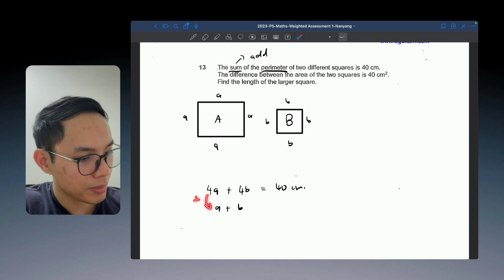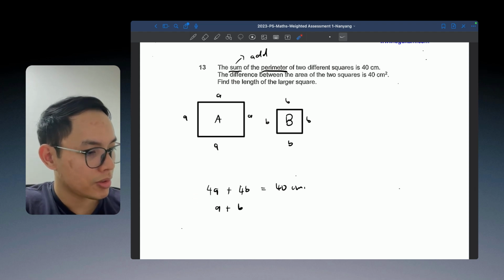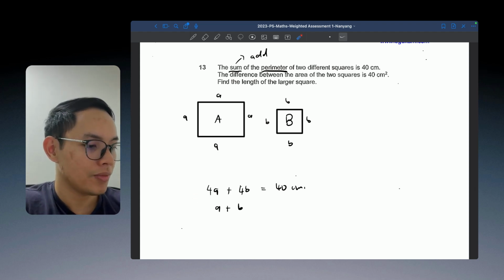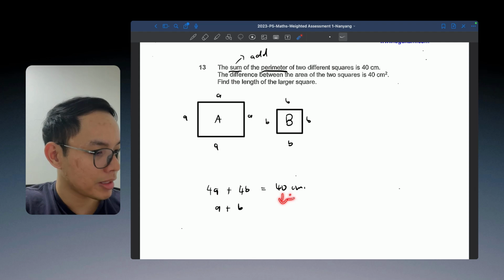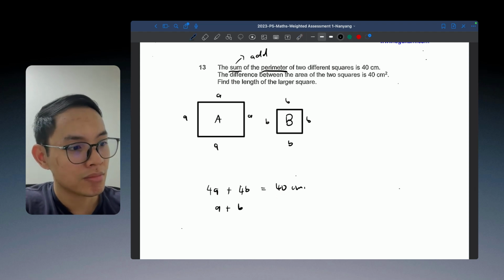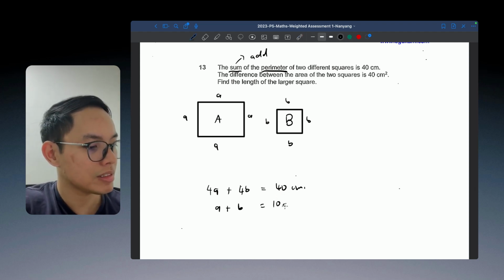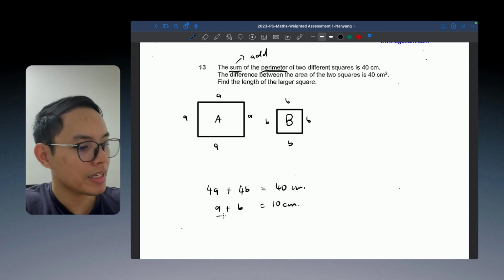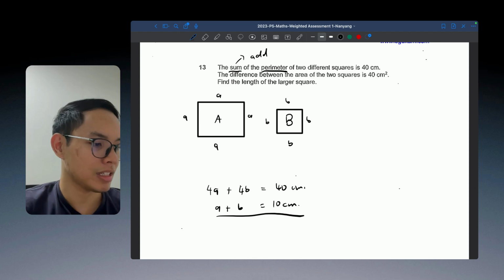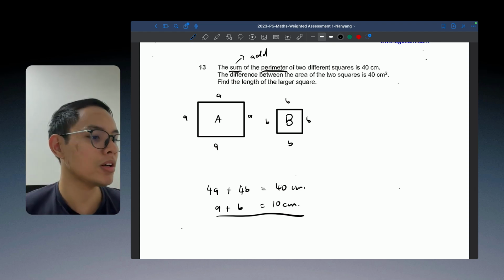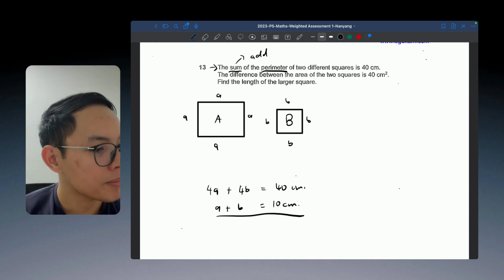When we go here, we divide it by 4. So 4A divided by 4 is A, 4B divided by 4 is B, and 40 divided by 4, what is it? You guessed it, the answer is 10 centimeters. So now we know that A plus B is 10 centimeters. This is what we got from only the first statement. Let's go to the second statement.